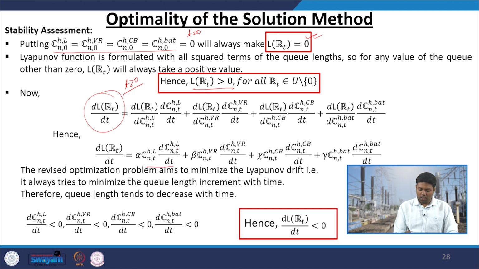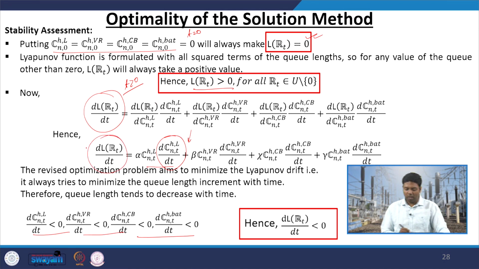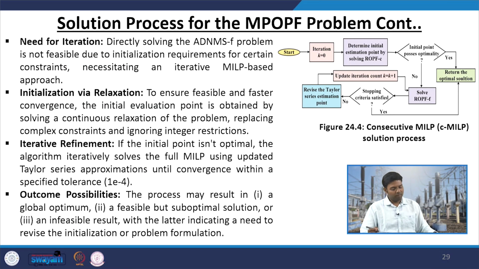So this is your dC by dt term, and as we are trying to minimize the drift, that means we are trying to minimize the enhancement of the Q length. So always this will be less than or equal to 0. If that is less than or equal to 0, then overall dL by dt is also less than or equal to 0. So that means we can say our Lyapunov stability is there. So our system is moving towards stable operation.